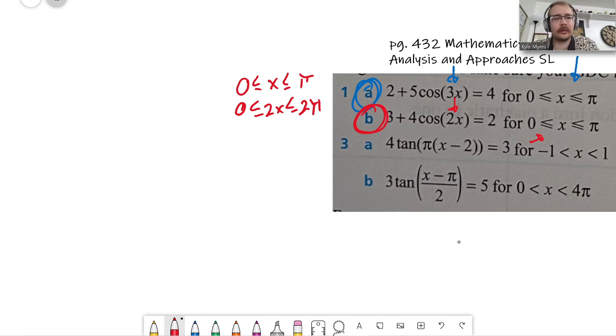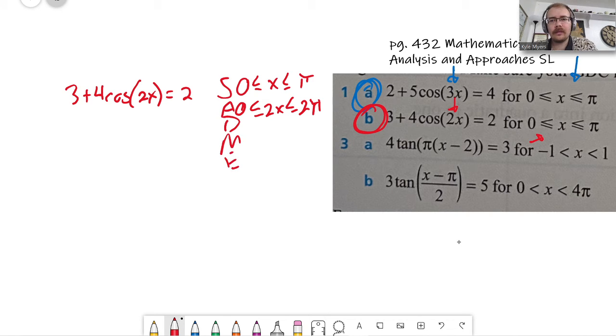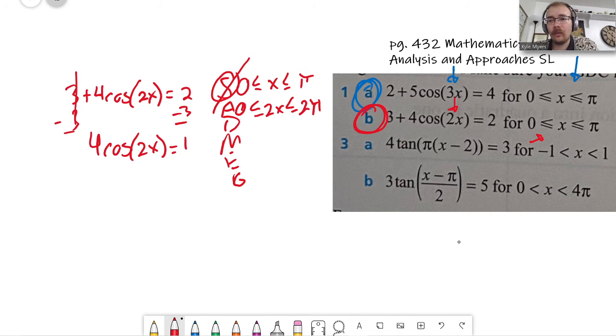And we'll see how that goes, because we're going to solve this bad boy over here. 3 plus 4 cosine 2x equals 2. All right, and then we use SADMEP. I'm going to use SADMEG this time, G for grouping instead of P for parentheses. SADMEG. It's a shark that's sad. Okay, so I'm gonna solve. I'm gonna do subtraction on both sides. Minus 3. Boom, boom, 4 cosine of 2x equals negative 1.